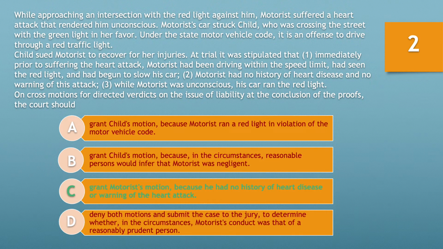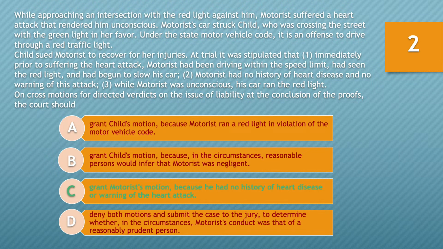If you chose option C, you'd be correct. Grant motorist's motion because he had no history of heart disease or warning of the heart attack. The negligence per se doctrine applies when a safety statute has a sufficiently close application to the facts of the negligence case before the court. Excused violations are permitted unless the statute explicitly states that no excuses are permitted, such as strict liability statutes. One valid excuse is if compliance with the statute is beyond the defendant's control, i.e. impossibility, under a reasonably prudent standard.